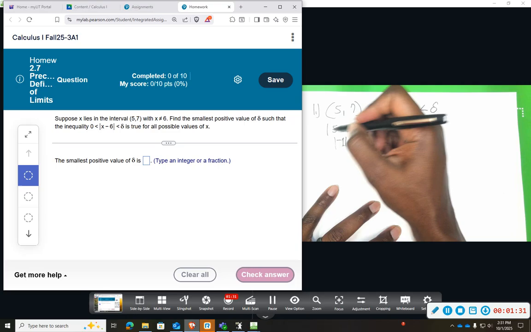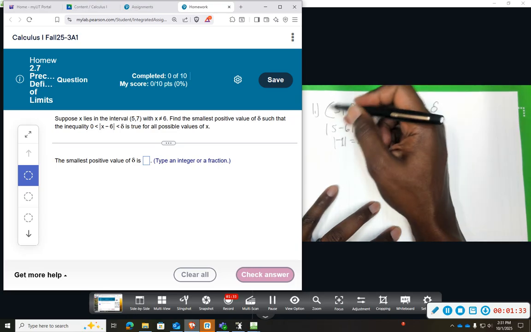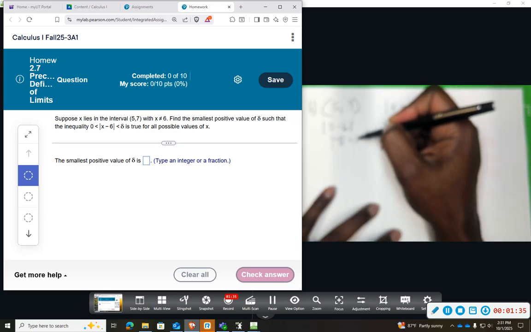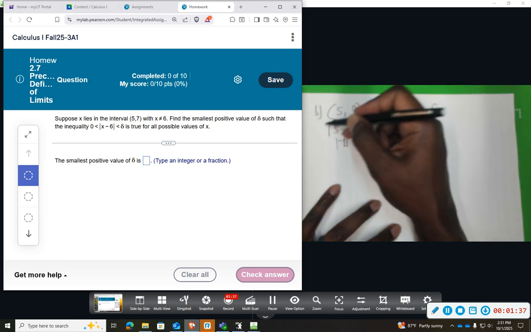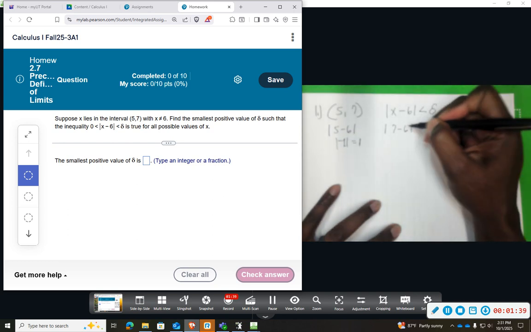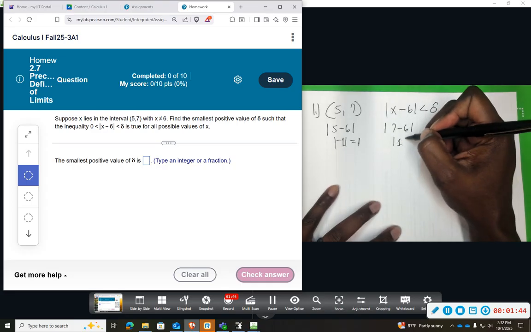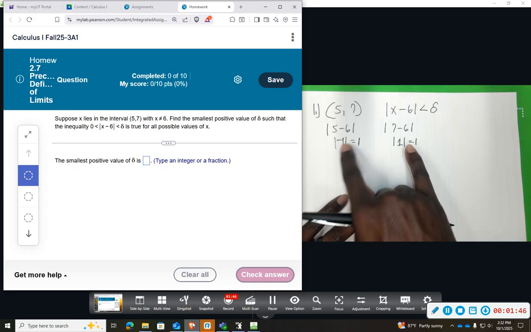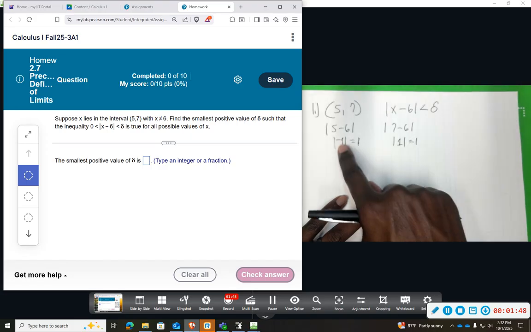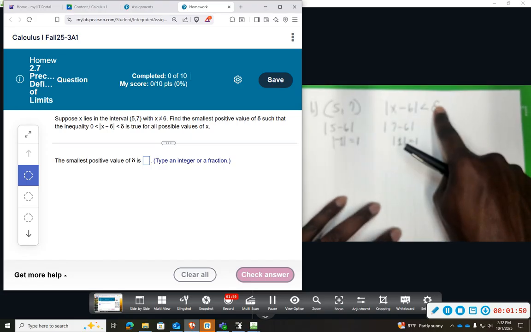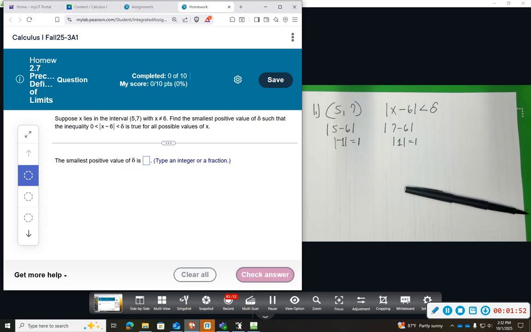So if we go all the way to 5, which again we can't go all the way to 5, but we'll be within 1 unit of 6 on the left side. And if we go to the right side, 7 minus 6, that gives us a positive 1. The absolute value of 1 is 1. So in this case, it seems the ideal value for delta would be 1. So we'll use 1.